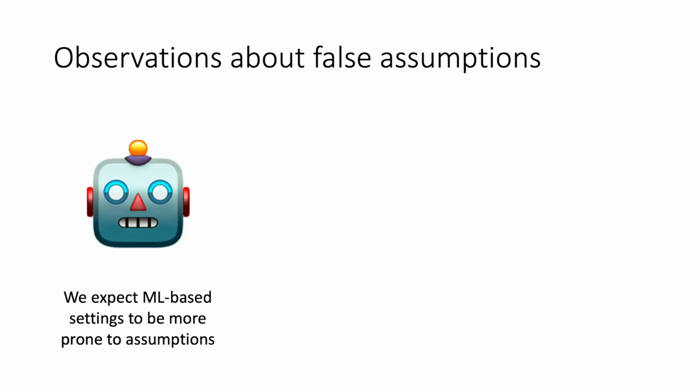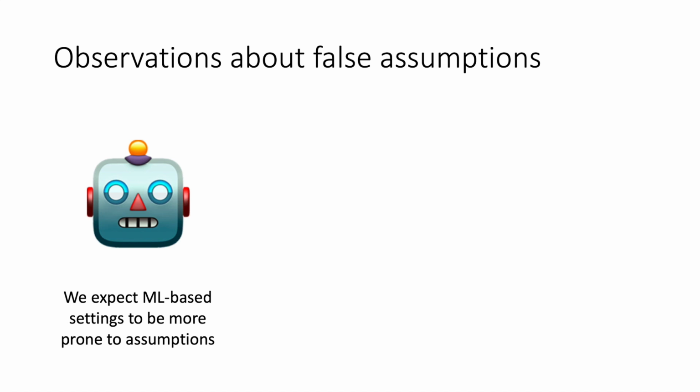So what does this mean? We make a couple of observations. First, we expect settings that are machine learning based, or that are not completely deterministic, to be more prone to false assumptions. For example, unfollow is fairly easy to grasp, but turn off ad personalization and see less like this give more room for assumptions about the settings.